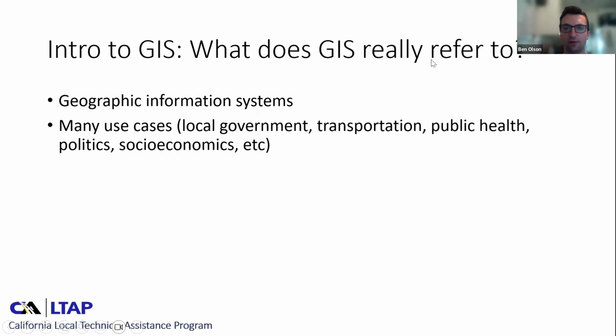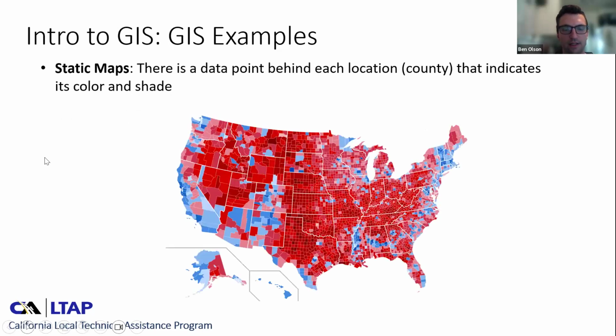So what does GIS really refer to? I'm sure we all know it stands for Geographic Information Systems. It has a whole host of use cases across a variety of topics and themes and business sectors. Just a couple high-level examples here: things like this, where you can color code subregions of an area based on their responses to an election, for example.